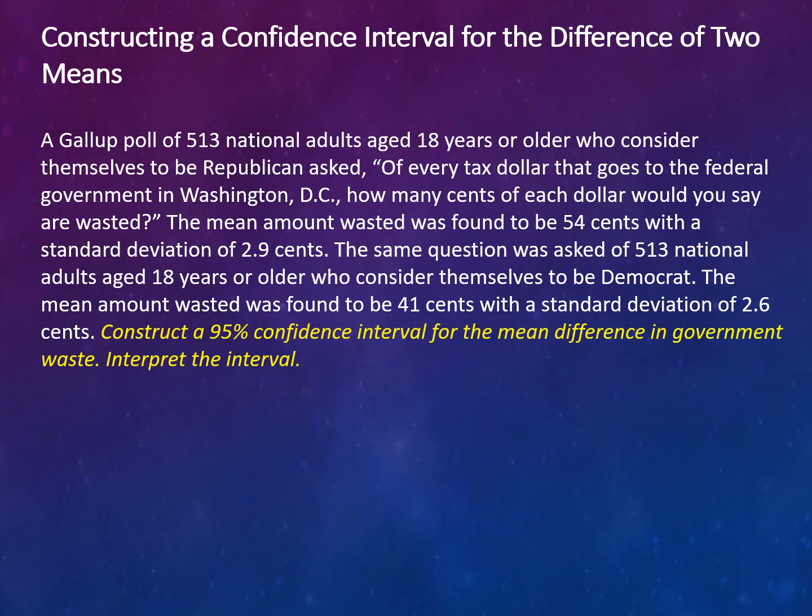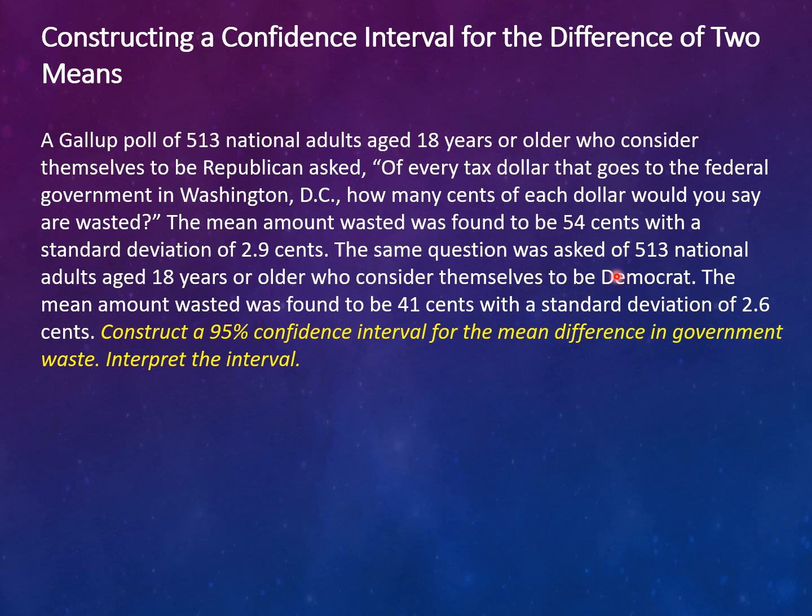So let's look at an example, constructing a confidence interval for the difference of two means. A Gallup poll of 513 national adults aged 18 or older who considered themselves Republican asked, of every tax dollar that goes to the federal government in DC, how many cents of each dollar would you say are wasted? The mean amount wasted was found to be 54 cents with a standard deviation of 2.9 cents.